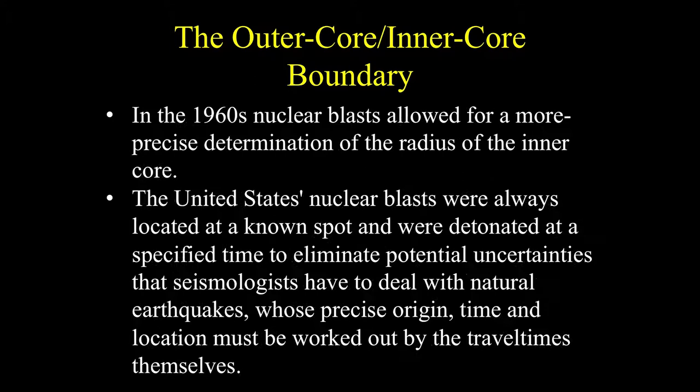In the 1960s, nuclear blasts allowed for a more precise determination of the radius of the inner core. The United States nuclear blasts were always located at a known spot and were detonated at a specific time to eliminate potential uncertainties that seismologists have to deal with in natural earthquakes, whose precise origin, time, and location must be worked out by the travel times themselves.